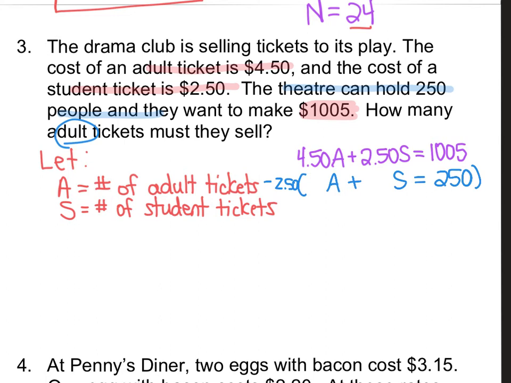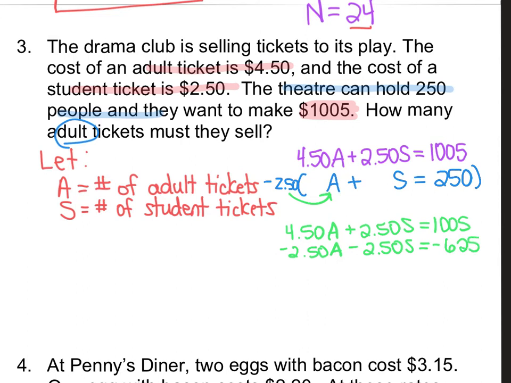So I'm going to go ahead and rewrite both of these. I've got my first one, 450A plus 250S equals 1,005. Now I'm going to distribute here. I've got negative 250A minus 250S equals negative 625. Now, of course, you could have eliminated the adults first, but that was going to leave you with a lot more work. This way, I go straight to my answer and I don't have to do anything else.